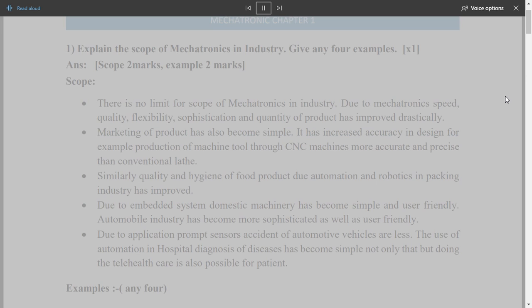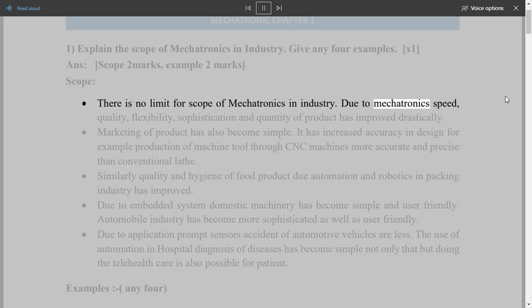Mechatronics Chapter 1. 1. Explain the scope of mechatronics in industry. Give any 4 examples. Answer: scope 2 marks, examples 2 marks. Scope: there is no limit for the scope of mechatronics in industry.